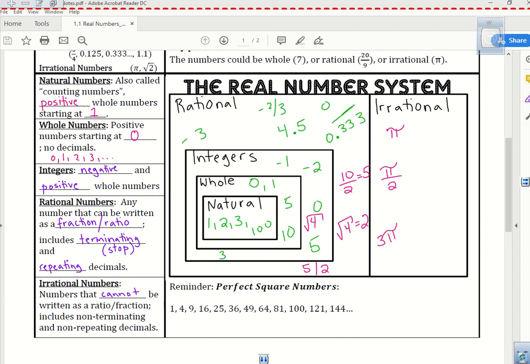The other numbers that are irrational that you guys might see are the square root of non-perfect squares, like the square root of 10. So irrational numbers, you have pi and the square root of non-perfect squares. So let's make a note of that. I'm going to say square root symbol of non-perfect squares.